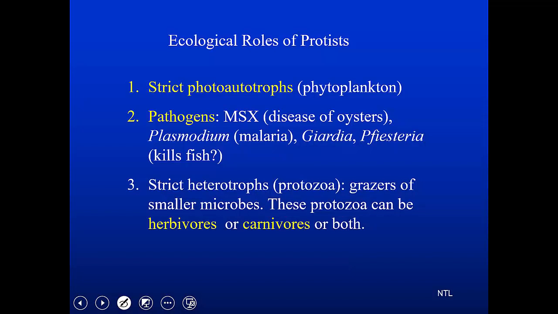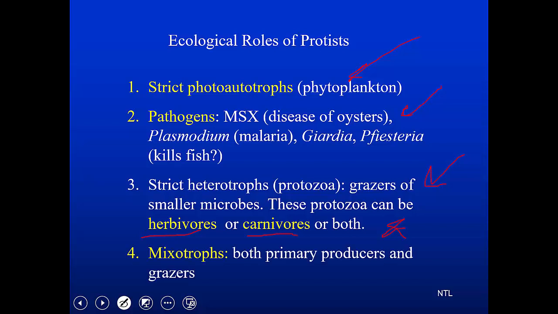So the ecological roles of these organisms, they can be strict phytoplankton, strict photoautotrophs, they can be pathogens, they can be strict heterotrophs, in which case they may eat other herbivores, or they can be herbivores, they eat phytoplankton, or they can be carnivores, which implies that they're eating the herbivores, or they can be probably a mixture of both. And as I mentioned, they can also be mixotrophs.